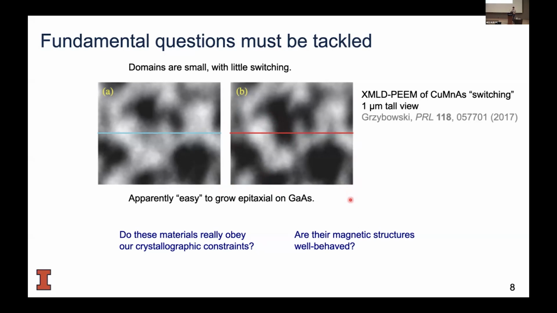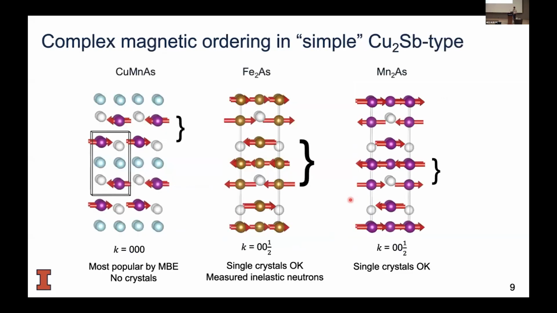When we grow these materials, are they actually really tetragonal like they're supposed to be? Are they really degenerate? And are the magnetic structures actually well behaved? Do they flip around in the way that they're supposed to? Okay, and so we can look at the magnetic structures of these materials. So we'll take just a look at these 3 things that have the same structure type. They're all tetragonal, so the c-axis is pointing up and down. And the atoms with arrows on them are the magnetic ones.